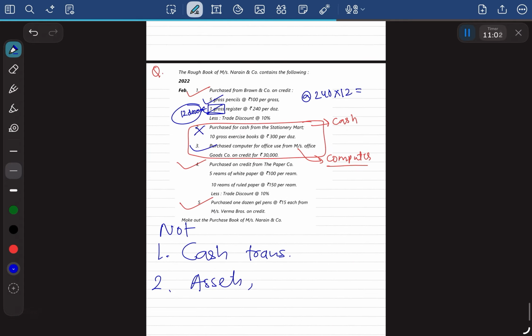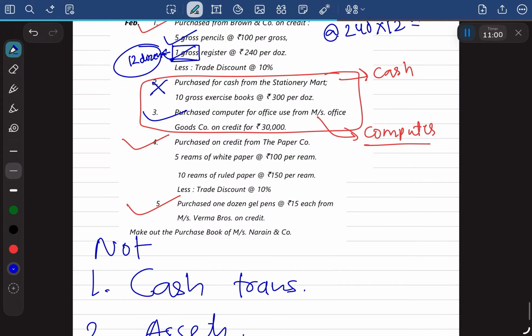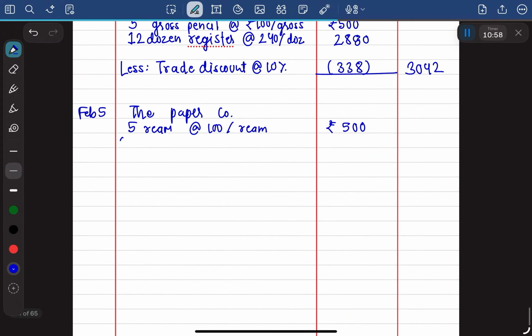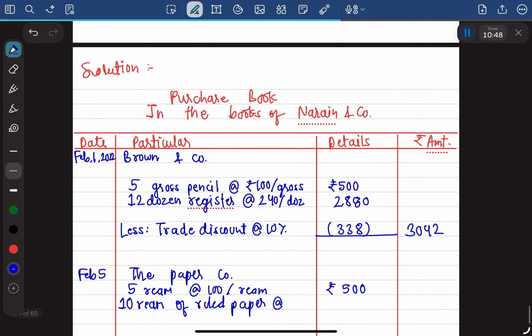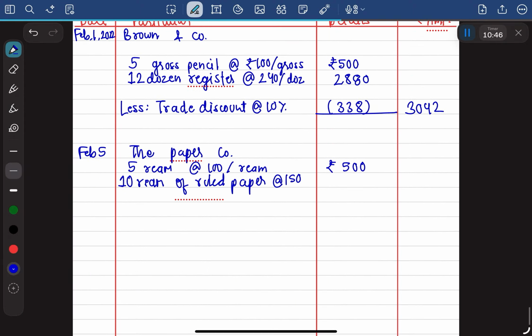And move ahead. 10 reams of ruled paper at the rate 150 per ream. So it will be 1500 rupees.